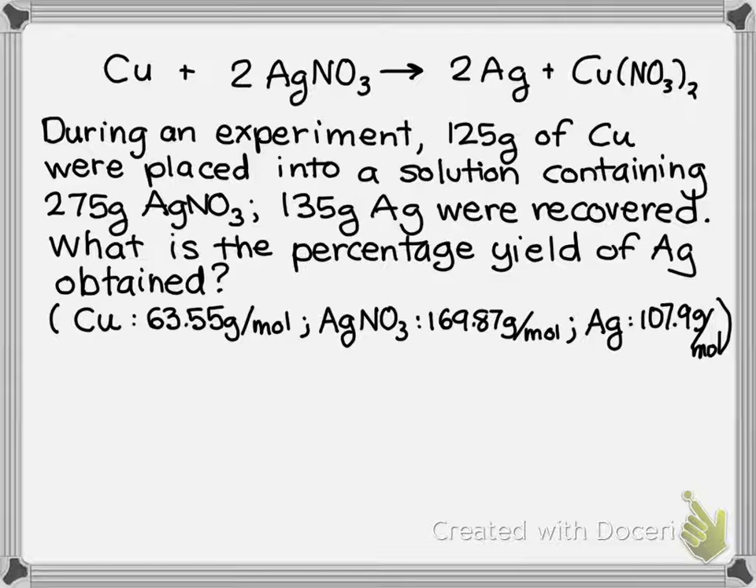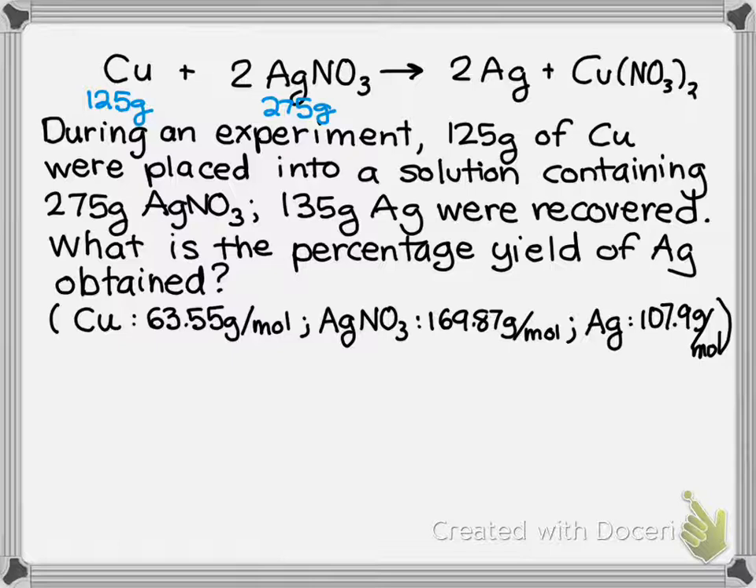So when we're trying to calculate a percentage yield, we have to be able to know what the theoretical yield is. Unless they've given it to us, we have to use the calculations we've been doing in these stoichiometry problems to determine the theoretical yield. In this problem, it says during an experiment, 125 grams of copper were placed into a solution containing 275 grams of aluminum nitrate. Then it says 135 grams of silver were recovered. What is the percentage yield of silver obtained?